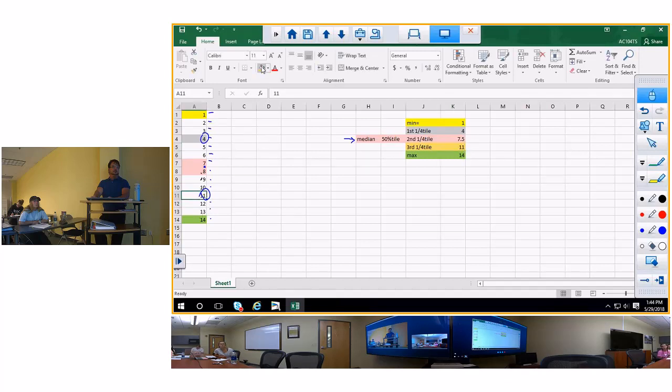All right, now I want you to draw a number line, and I want you to graduate it at least 5 or 6 graduations. And draw a box plot.